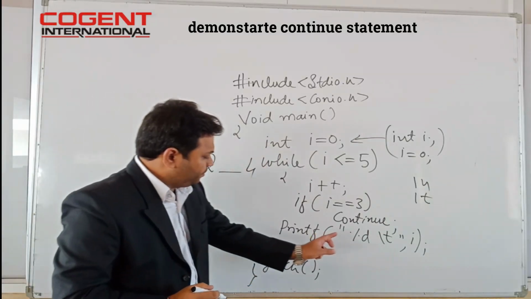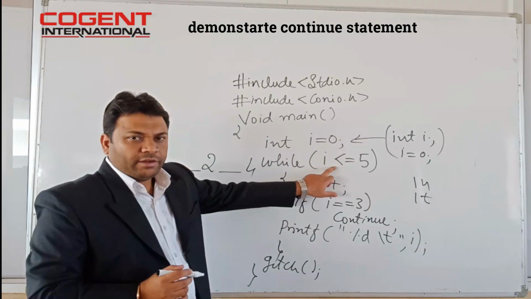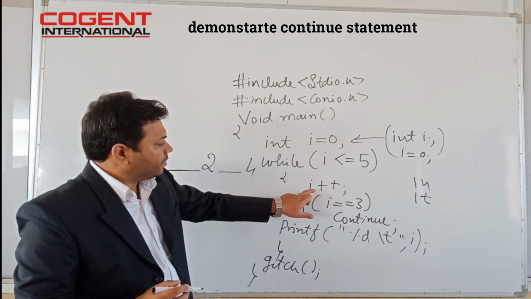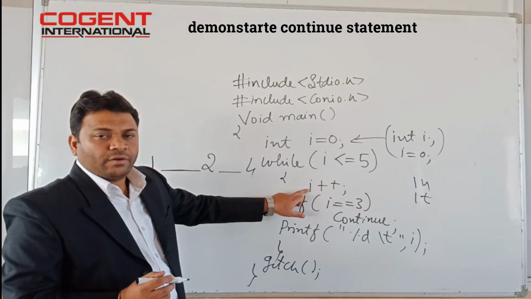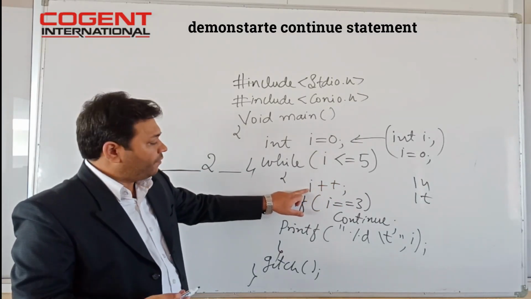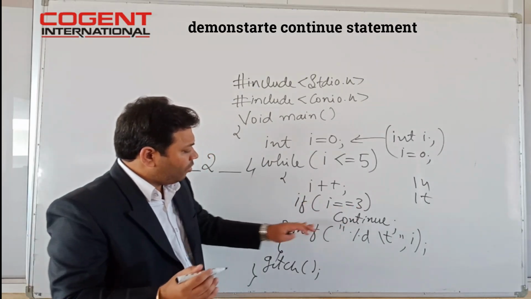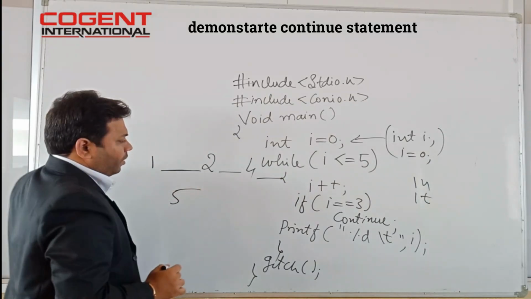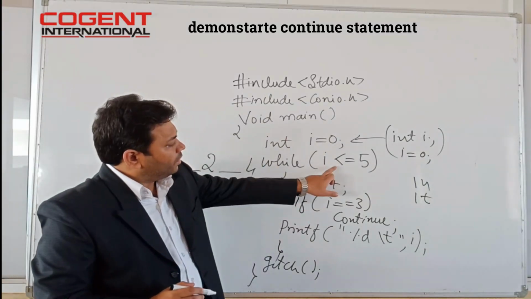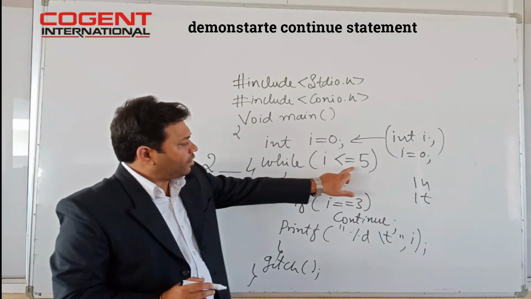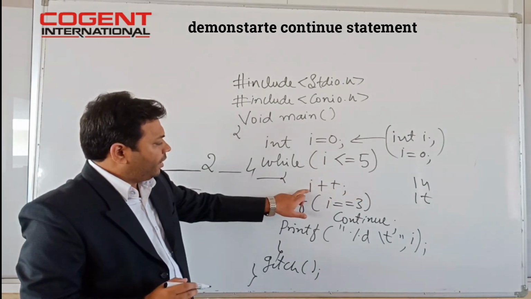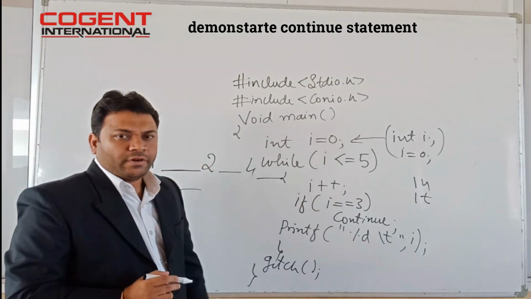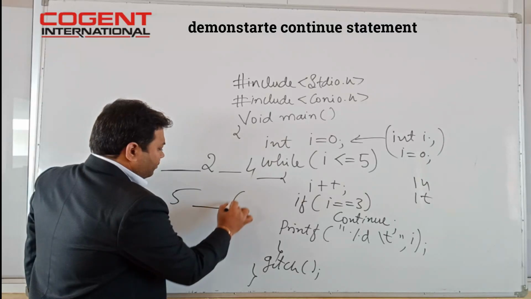Then I value is 4. 4 is less than or equal to 5. The condition satisfies. Then increment the value of I, that is it becomes 5. 5 is equal to 3? No. Then print the value, so it will print 5. Then I value is 5. 5 is less than or equal to 5. Yes. Then increment, it becomes 6. No. Then print the value of I, that is 6.